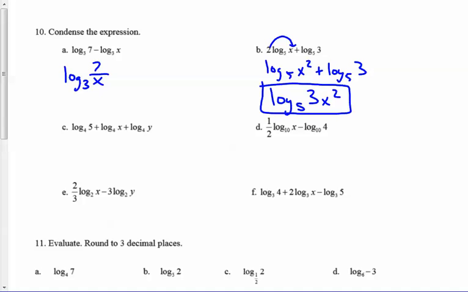So here, I got a 1/2 multiplier, which turns into a radical. So I can rewrite this as log base 10 of the square root of x minus log base 10 of 4. And I don't really need that base 10. It's subtraction. So my answer ends up being log of the square root of x, sorry, log of the square root of x over 4.